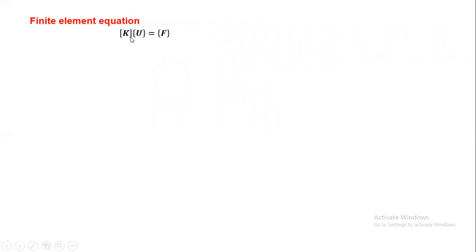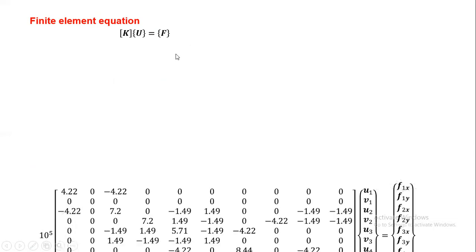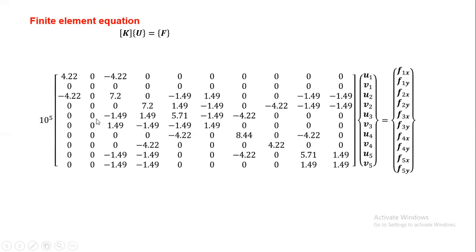That is, this is an assembled stiffness matrix. U is the displacement matrix, F is the force matrix. Now this is your assembled stiffness matrix, this is your displacement matrix, and this is your force matrix. You have 5 nodes. For each node there are two displacements, vertical and horizontal: U1 V1, U2 V2, U3 V3, U4 V4, U5 V5. And I have written the forces also.